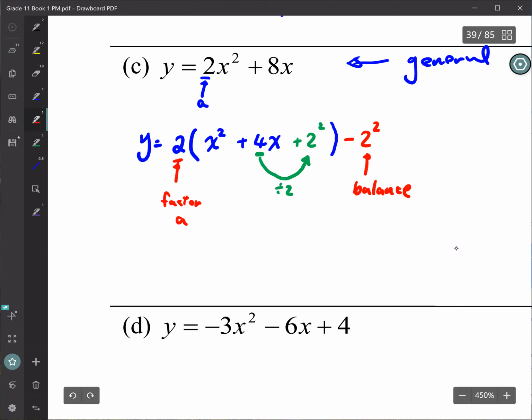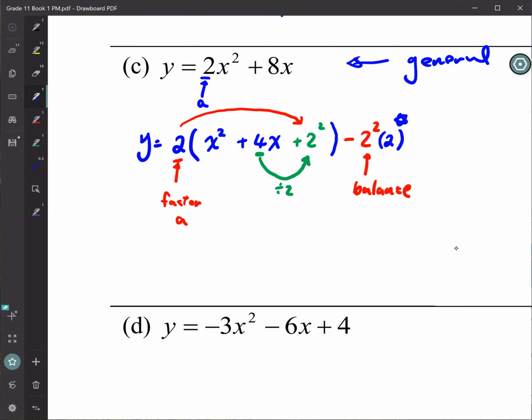because the A that you factor out is going to affect the 2 squared that you added in, when you balance, you need to multiply by the 2 as well. So this one deserves a star. A lot of people forget to multiply by 2 when you balance. Because you took out the A, when you balance, you need to also include the A in the balance. Okay, do you get it so far?